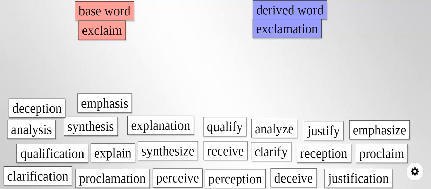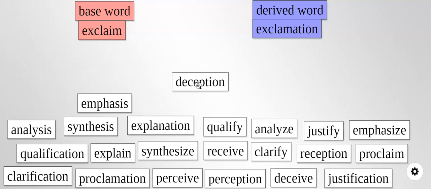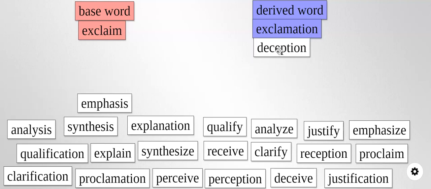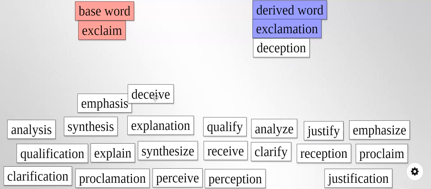So I'm going to sort the words, and I might do this a little differently this time because I'm either going to sort a base word and try to find the derived word, or I will put it in the derived word column and try to come up with the base word. So first I'm going to start with this word deception. This is a derived word, and I know that deception comes from the word deceive. So I'm going to move that to my base word column.